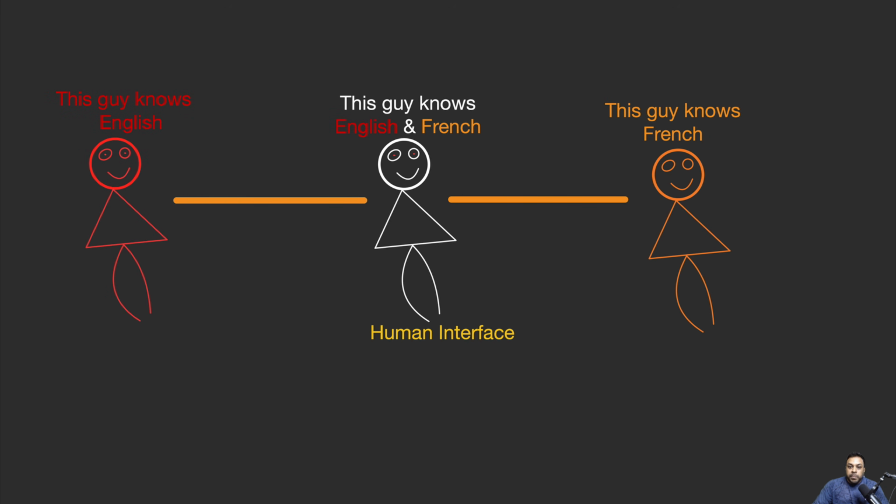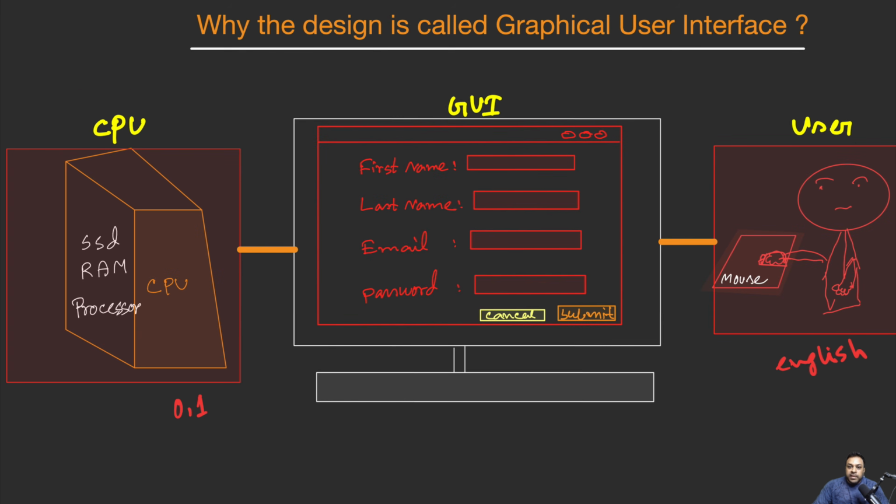Let's see one more example. This is a very classic example. We all know about GUI, graphical user interface. So here is a simple graphical user interface. We are all familiar with this. There is some basic information to take in a form, like first name, last name, email, and password. And there are two buttons. Okay, it's a simple GUI. Now the question is, why is it called graphical user interface?